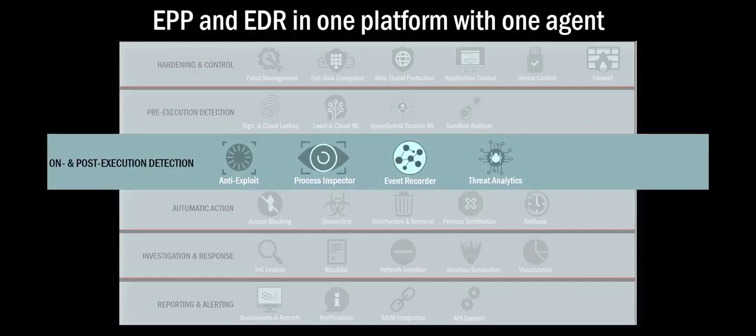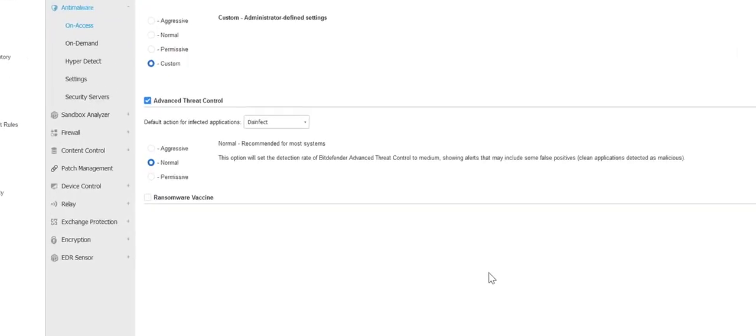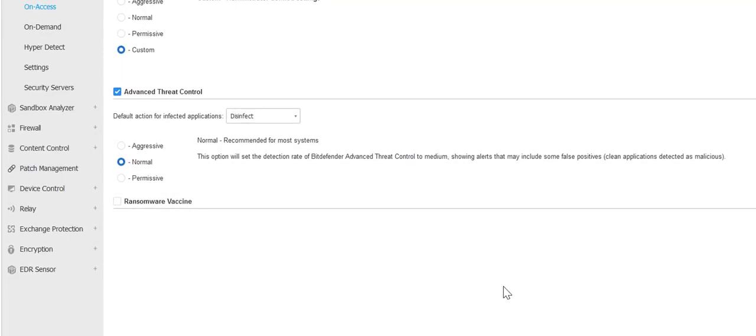Next, we will cover our on-execution detection techniques. GravityZone Advanced Threat Control provides on-execution detection of attacks. It includes anti-exploit technology, also known as memory protection, which secures commonly used end-user applications such as browsers, PDF readers, Microsoft applications, and more. It contains several different advanced mechanisms for exploit detection to protect against operating system security bypass and memory corruption.